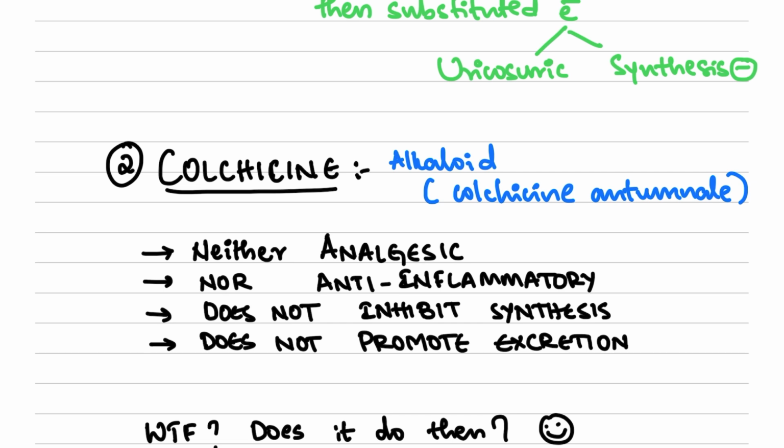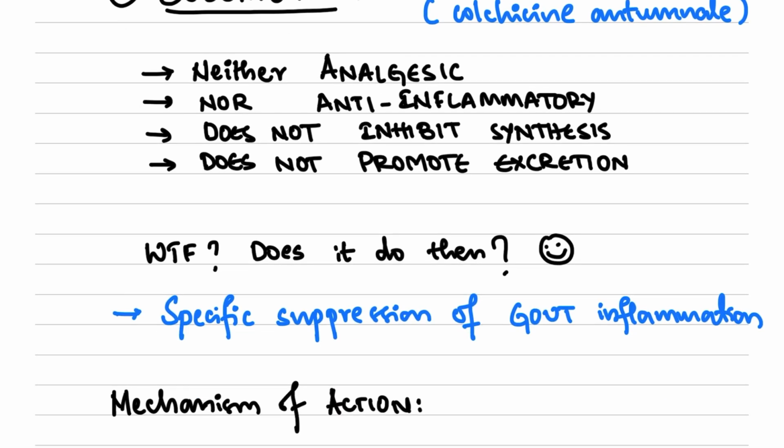So colchicine was the first drug that we used for a gout attack, that is in 1763. And what do you think colchicine will actually do? It's an alkaloid which is derived from the Colchicum autumnale plant. So it is neither an analgesic, so it does not prevent the pain, nor is it anti-inflammatory, and it does not inhibit synthesis, nor does it promote excretion. So as you can see, it does not belong to any of the classification that we just did for anti-gout drugs. So how does colchicine actually help in the prevention of an acute gouty attack? So what does it do then?